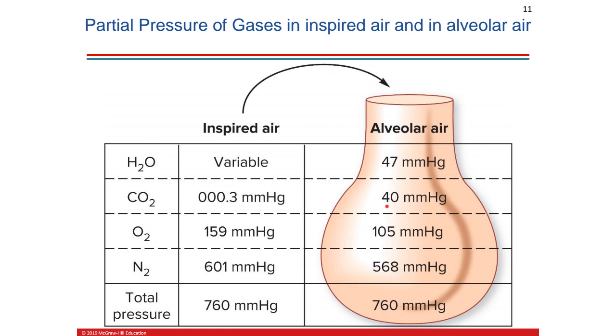The CO2 level is quite a bit higher than it is in the atmosphere, and this, of course, is because CO2 is constantly moving from the pulmonary capillaries and into the alveolar airspace. And the oxygen partial pressure within the alveolar airspace is 105 millimeters of mercury. And this is relatively low because oxygen is moving by diffusion from the alveoli and into the pulmonary capillaries. And so there's a removal of oxygen that's continuous. And then, of course, the balance of these partial pressures is nitrogen, and we have a total, again, of 760 millimeters of mercury.